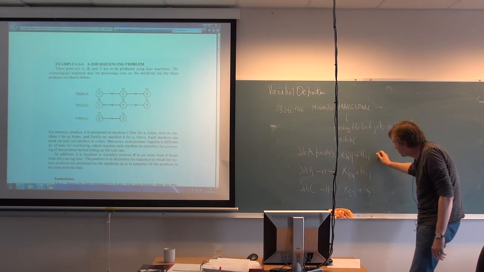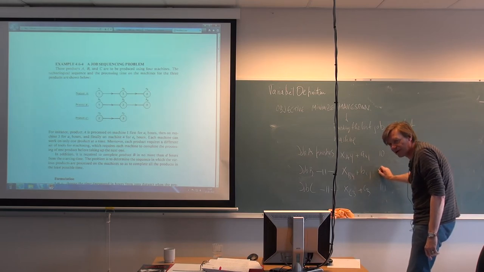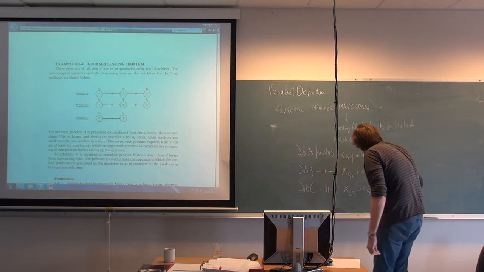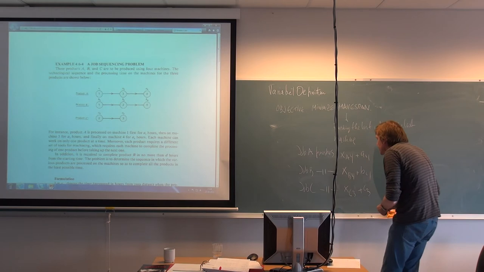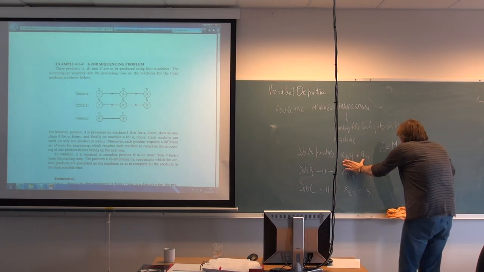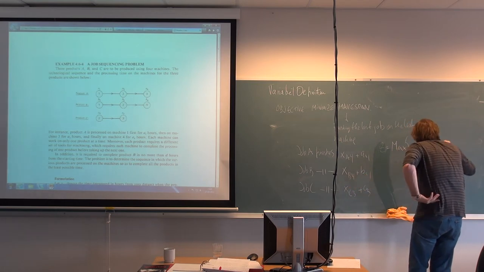If this job stops at 10, this job stops at 11, and this job stops at 10, of course it's this one which defines the actual makespan. When are we actually finished? So we see we run into a slight problem here, okay? Our objective would be to maximize this number, or picking among these numbers the biggest one, okay?